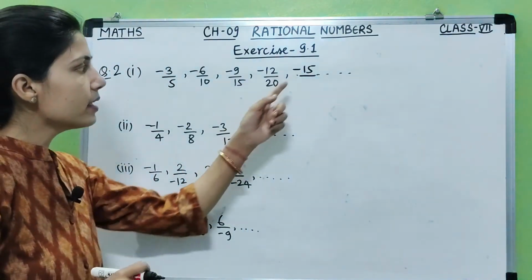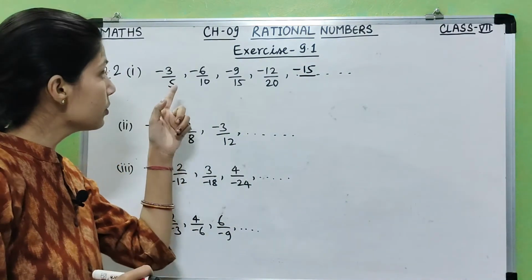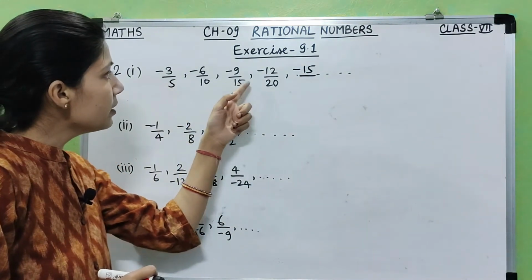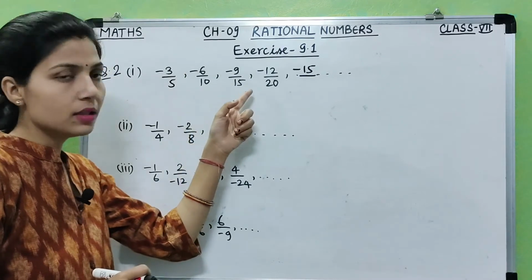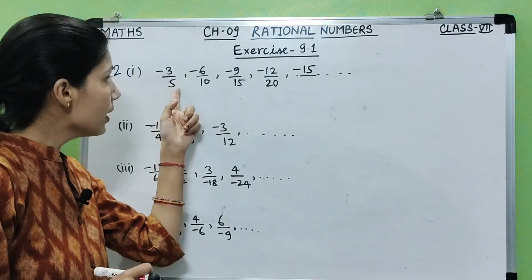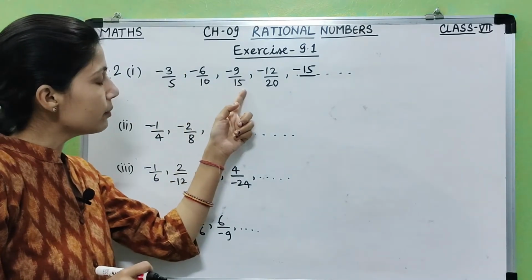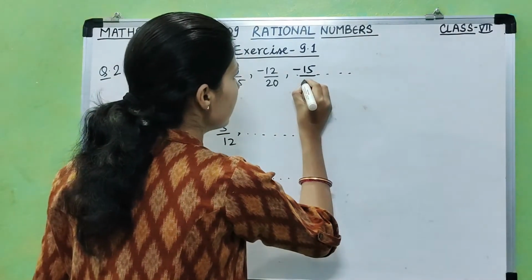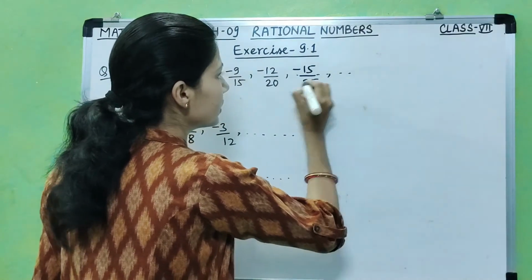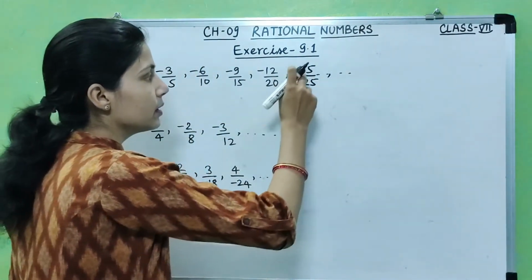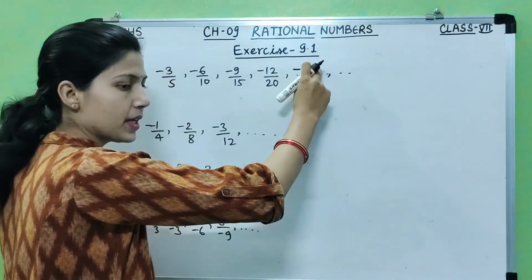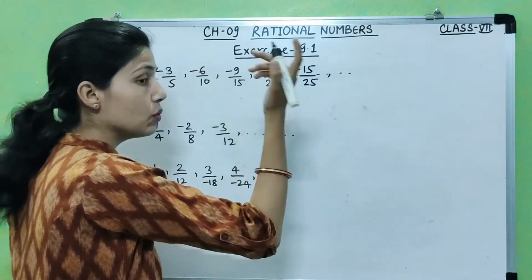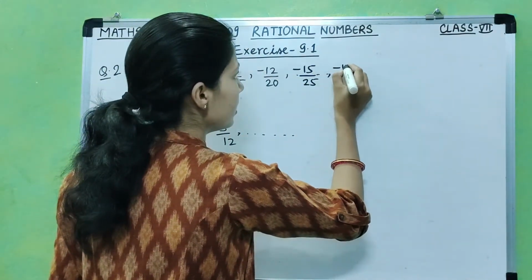Next numerator is -15. Now look at the denominator: 5, 10, 15, 20. So these are also the consecutive multiples of 5. 5 1s are 5, 5 2s are 10, 5 3s are 15, 5 4s are 20. Next, 5 5s are 25. Okay, now next: -3 into 5 is -15. Next, -3 into 6 is -18.